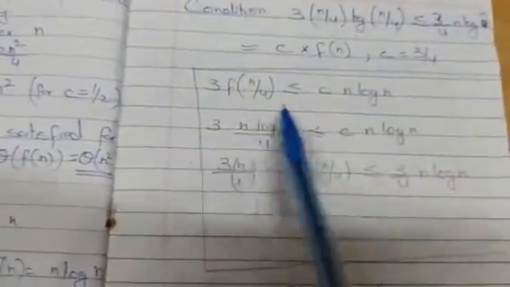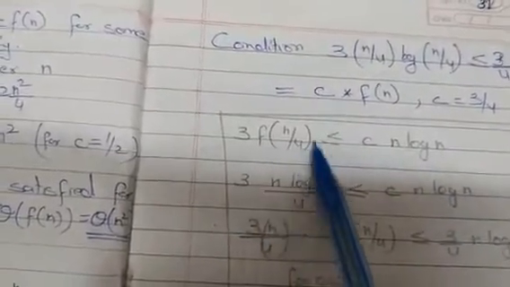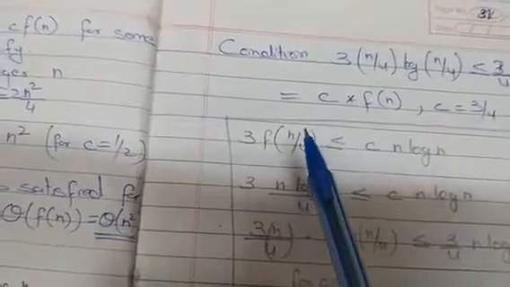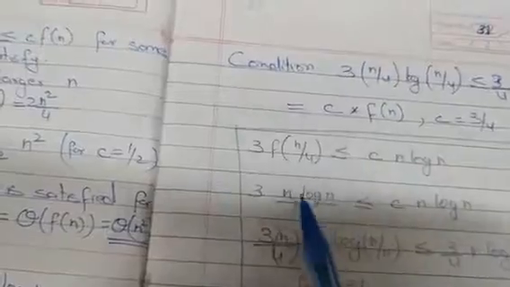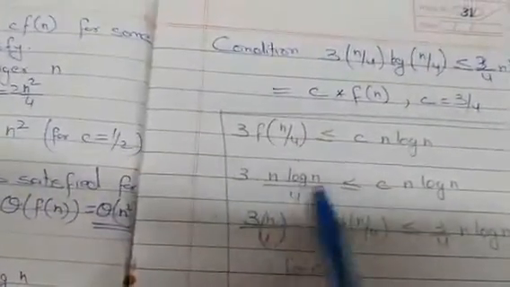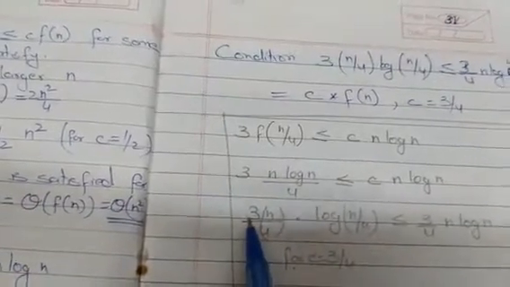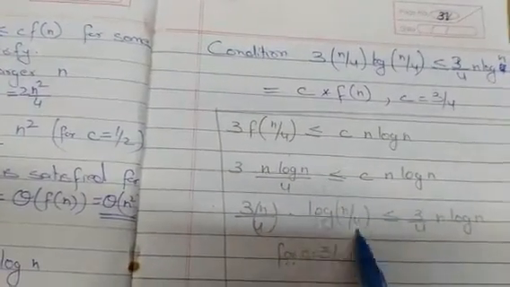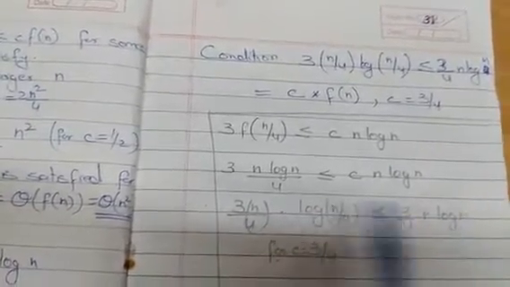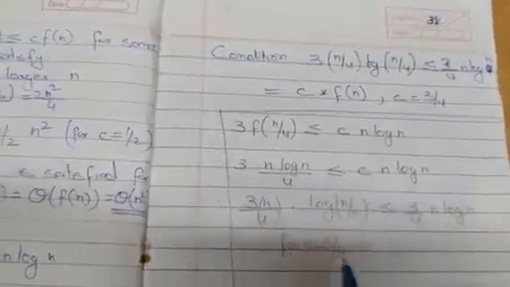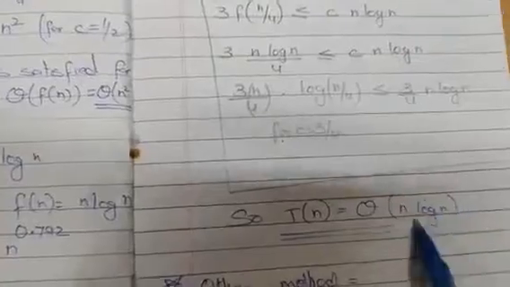a f(n/b) is less than c f(n). Now this f(n) was replaced by this value, n log n. So n was replaced by n/4 in: 3 (n/4) log (n/4) is less than c n log n. From this you can take this out: 3 (n/4) log (n/4) is less than (3/4) n log n. This is solving, so you get c = 3/4. So T(n) = theta(n log n).